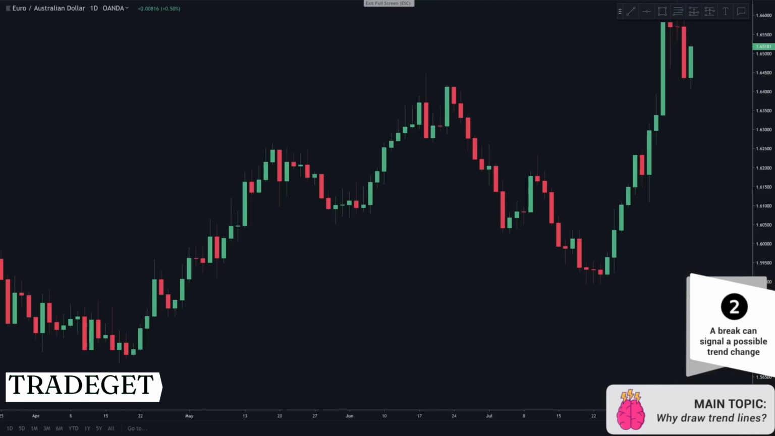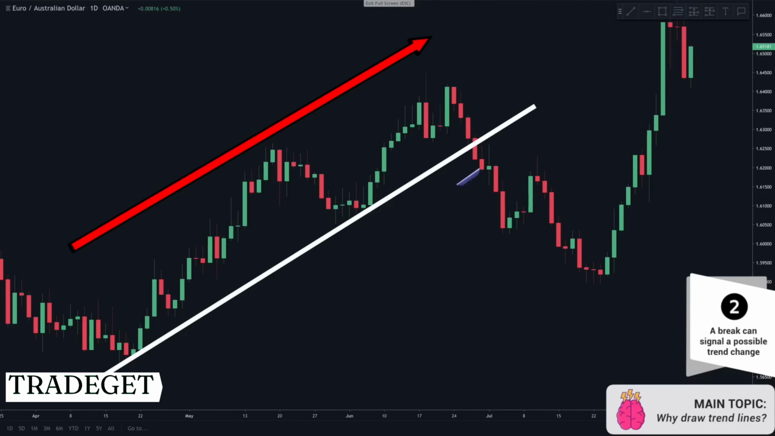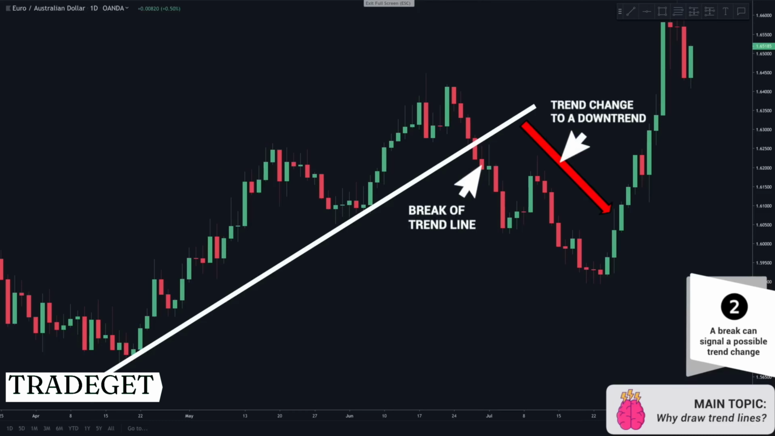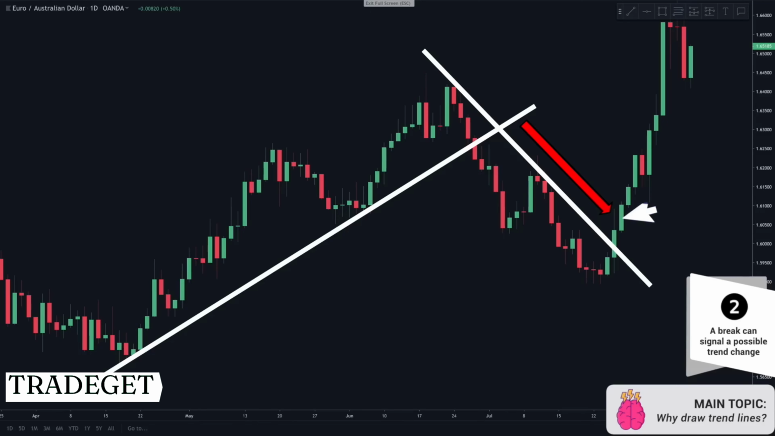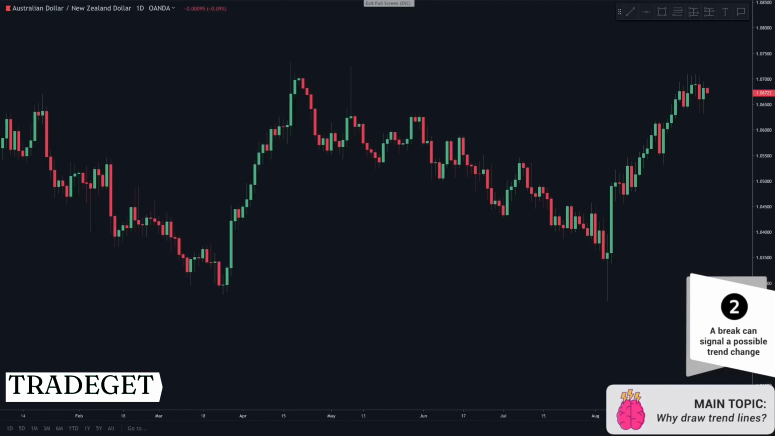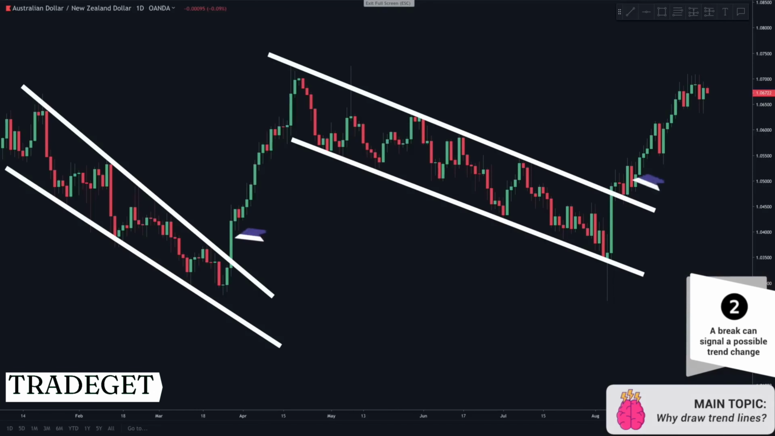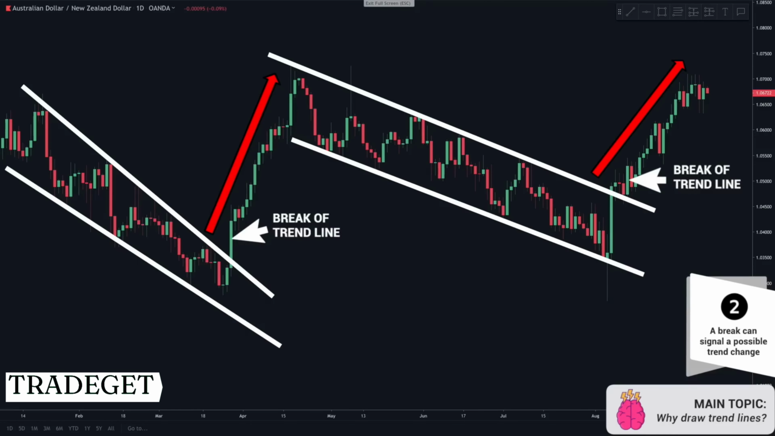So again, you have your moving uptrend, we have our trend line placed along the bottom of the uptrend. Once price breaks this trend line, it signals a possible trend change to a downtrend. And again, once this downtrend starts, we put a trend line above the moving downtrend. And once price breaks this trend line, it signals to us another possible trend change to an uptrend. Again, here were your trend lines before, you had your breaks and then trend changes.